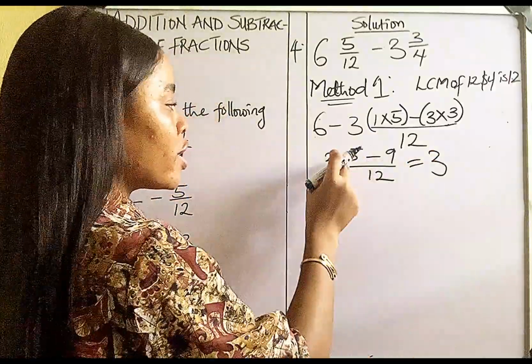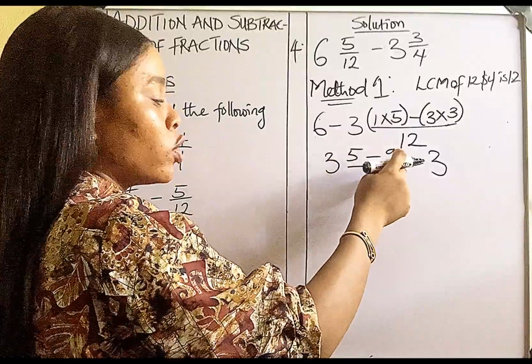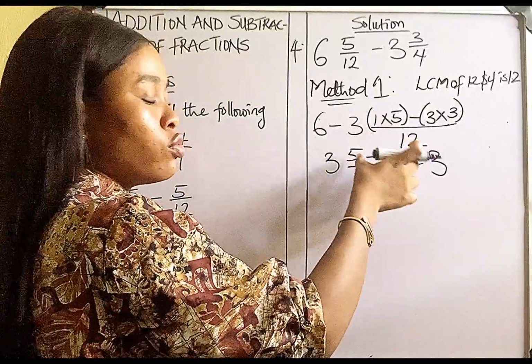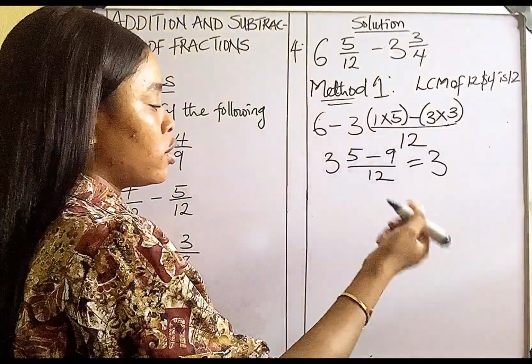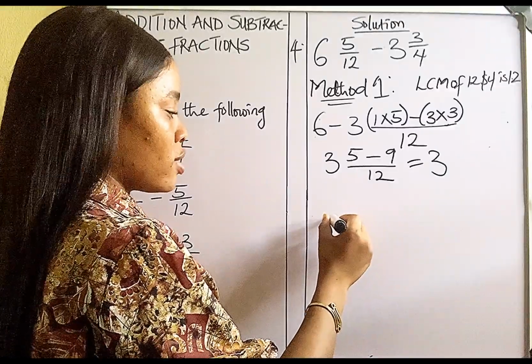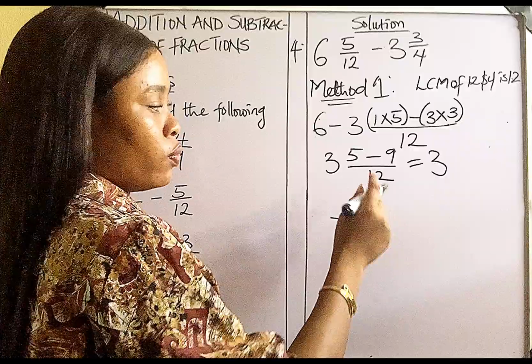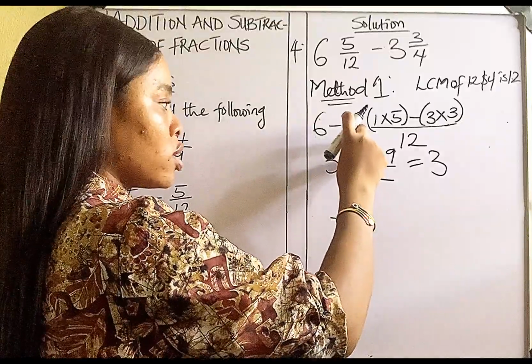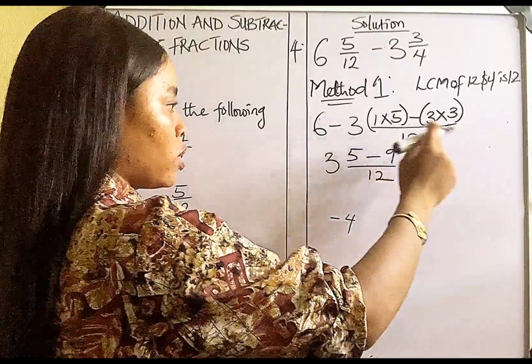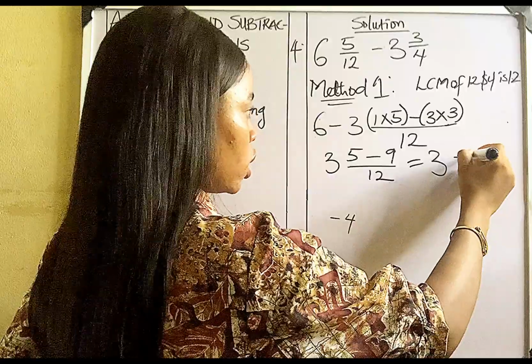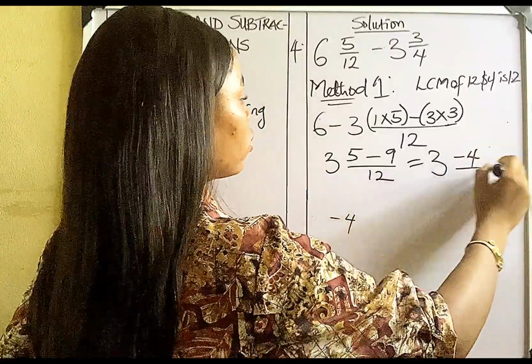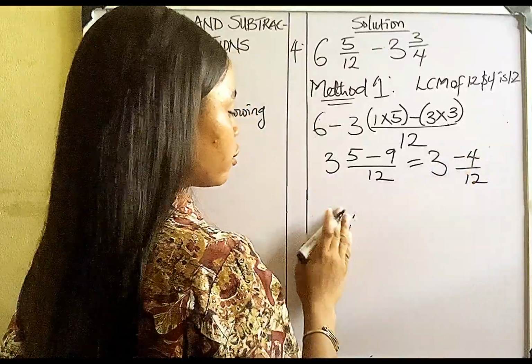Now you're removing a bigger number from a smaller number. When you're subtracting a bigger number from a smaller number, the difference is usually negative. So that gives us minus 4, because we're subtracting a bigger number from a smaller number, so the difference will be negative 4 over 12.